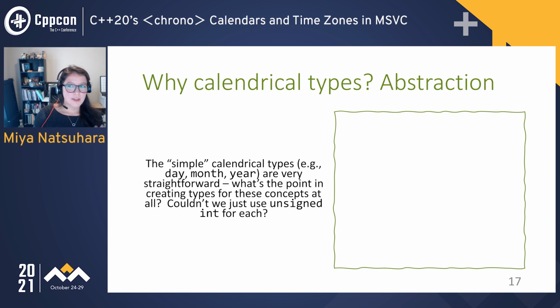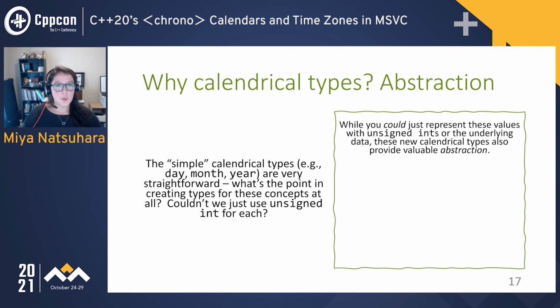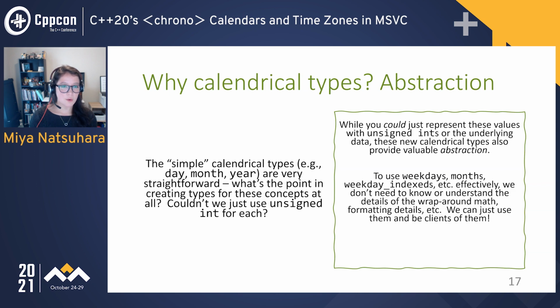Additionally, we get some nice abstraction out of here. So yes, we could just represent these values with unsigned ints or whatever kind of underlying data we have there, but we get a lot of abstraction here. Instead of having to worry about doing that individual wraparound math for adding months to a month or days to a weekday, etc., having to worry about how to format every single little thing, we can actually just be the clients of them and have them exist and be worked with fairly intuitively.